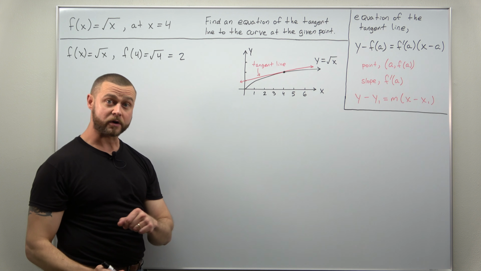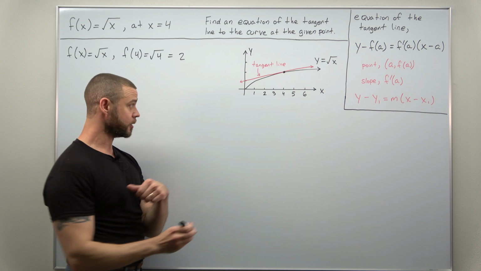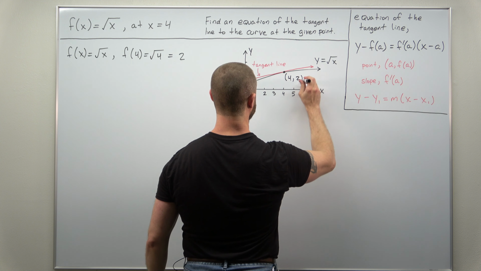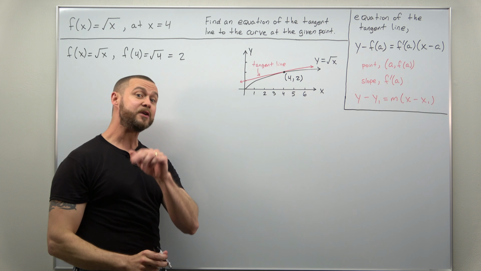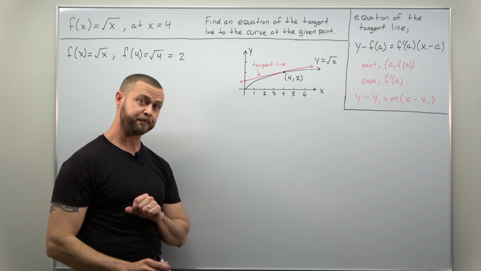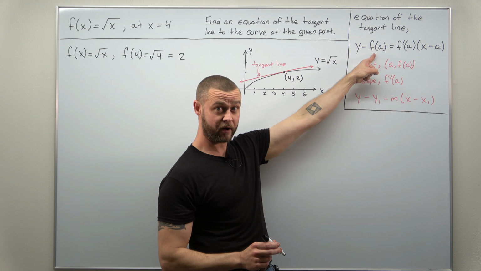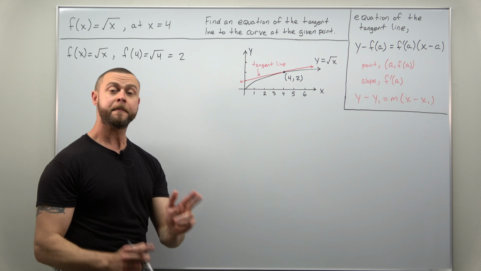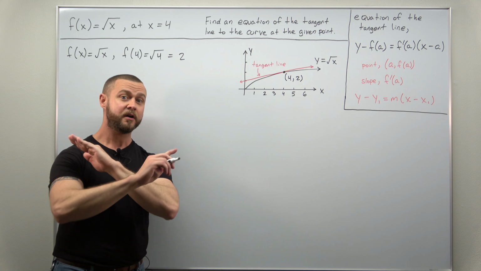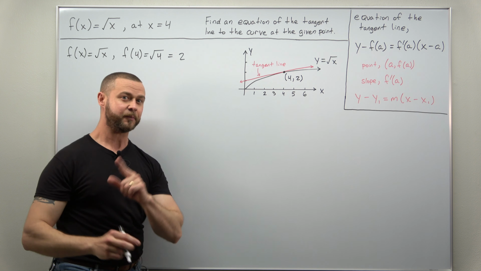So the y-coordinate of that point, which you're sometimes given in the problem, but not here, is 2. That point is (4, 2), at which we're finding the equation of the tangent line to the curve y equals square root of x. So that is the y-coordinate of the point. Now we just need the slope. We're going to calculate the slope of our tangent line by calculating a derivative. Do not use the limit definition, use your differentiation rules.